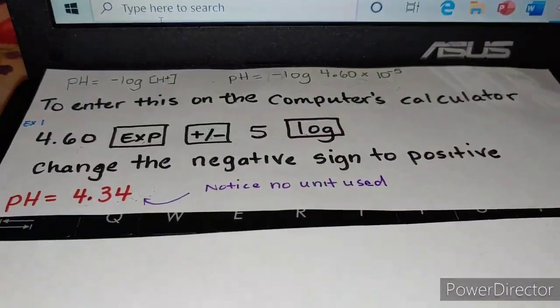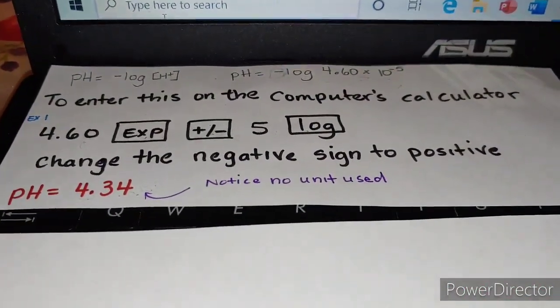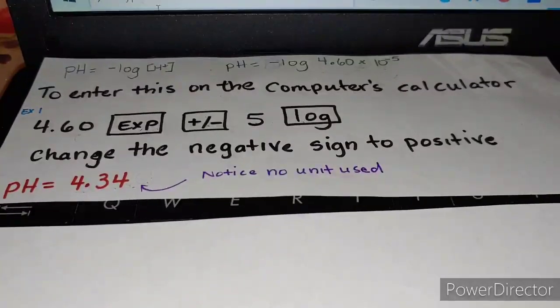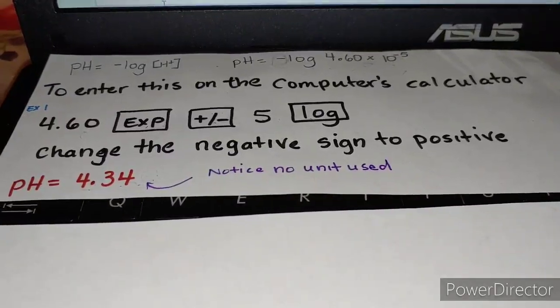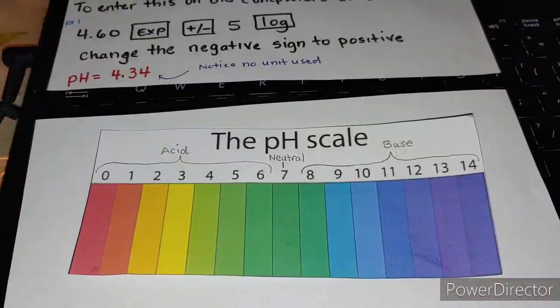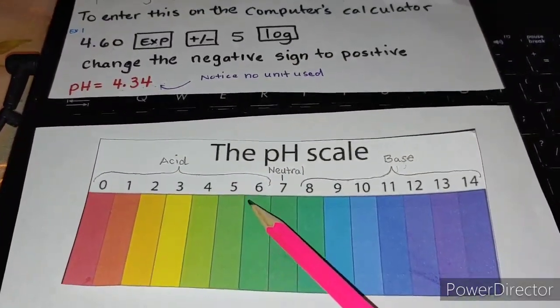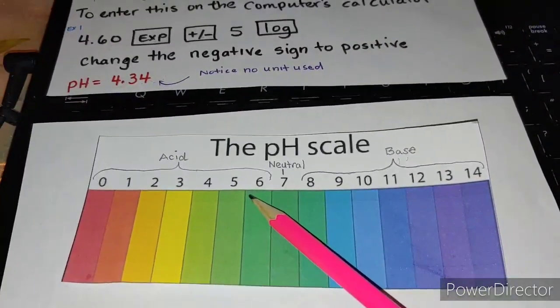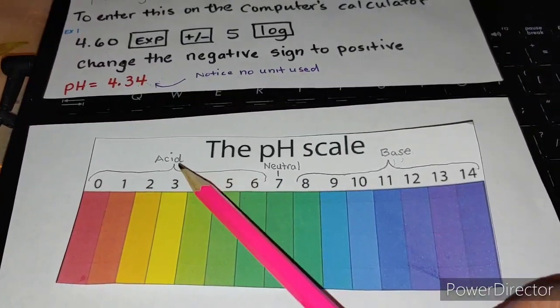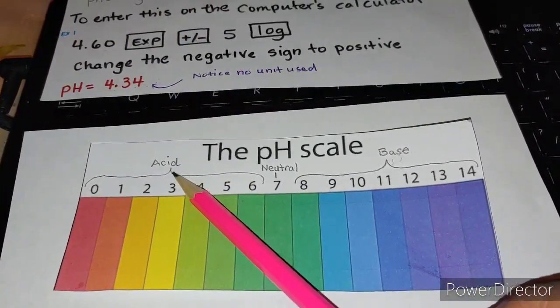Okay, on a side note, if I were to ask you, is this an acid or a base? That would be simple to answer just by looking at the chart. Okay, so looking at our chart, we find that 4.34 is definitely less than 7. So therefore, we would classify it as an acid.